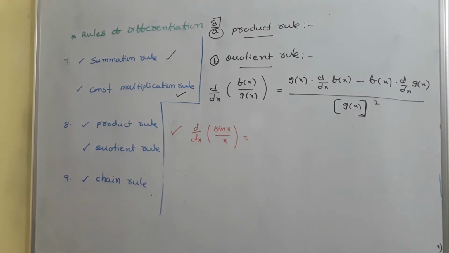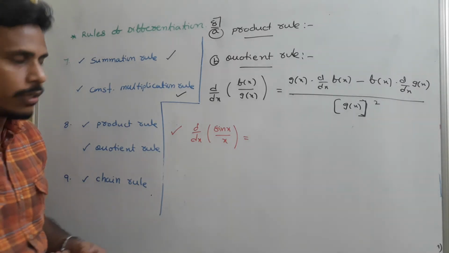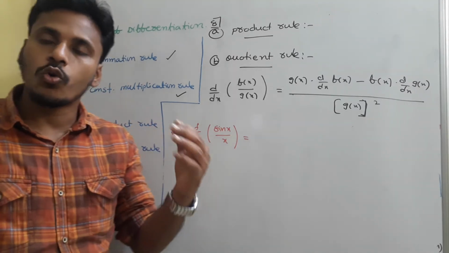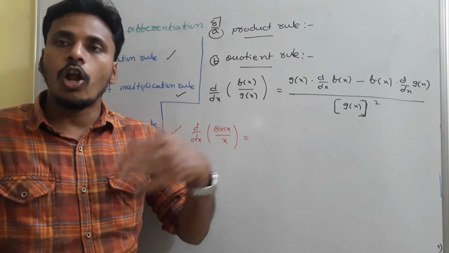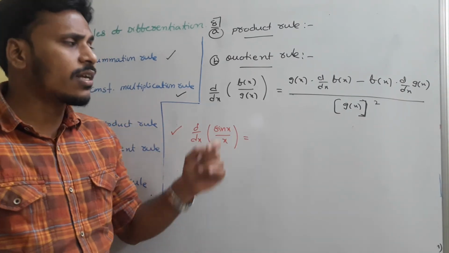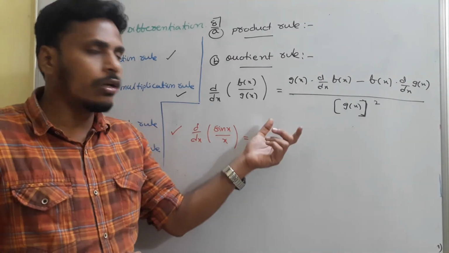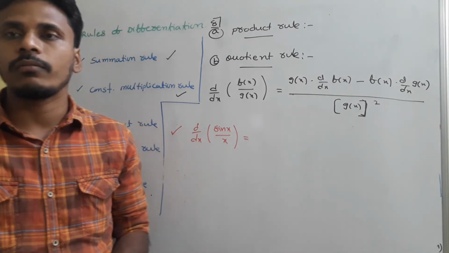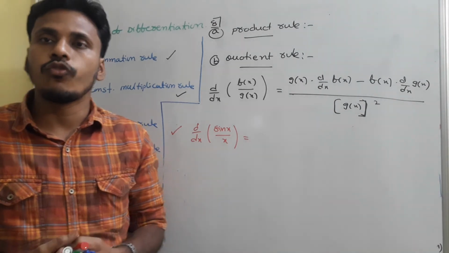So just have a look, quotient rule. See, already we proved the product rule using definition method. In the same way, we can prove this quotient rule also using definition method along with the concepts of limits. Just I am giving the rule, and if you wish to try it, post if you have any doubts.